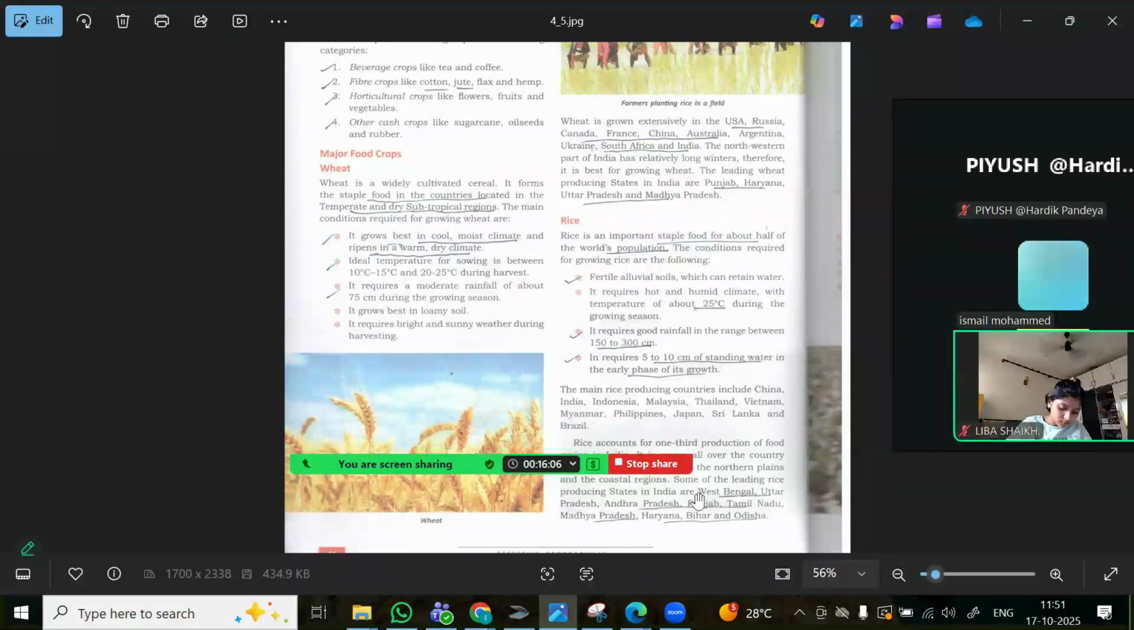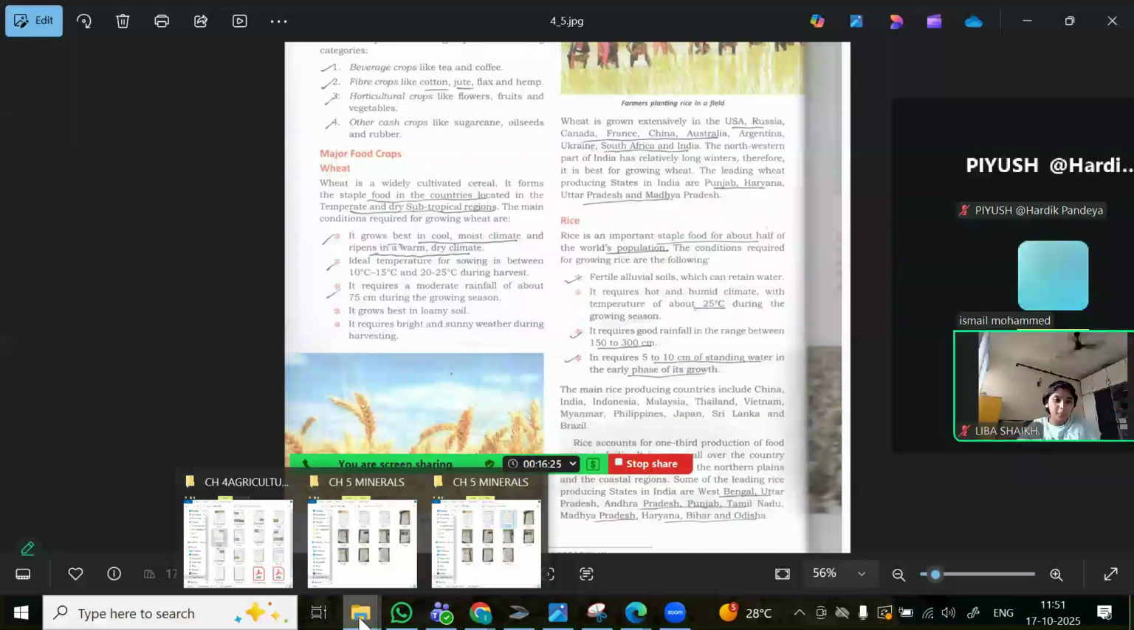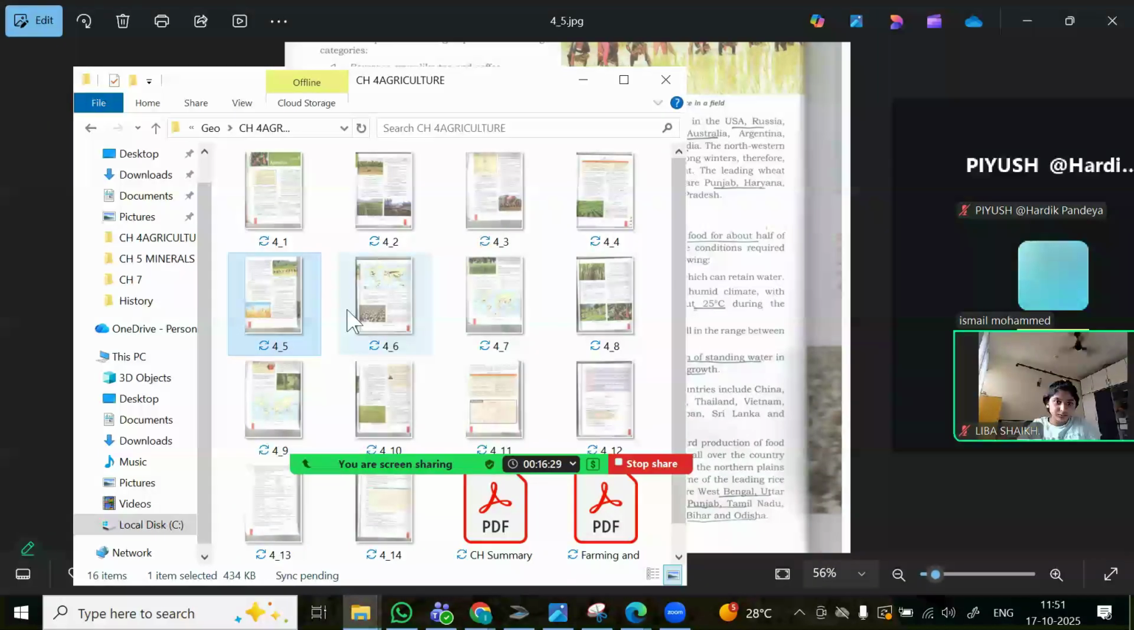Okay, and in India, it is basically produced in West Bengal, Uttar Pradesh, Andhra Pradesh, Punjab, Tamil Nadu, Madhya Pradesh, Haryana, Bihar, Odisha. So these are the states. You need to remember these states and these countries and the favorable conditions for each and every plant. That is the important thing in this chapter.